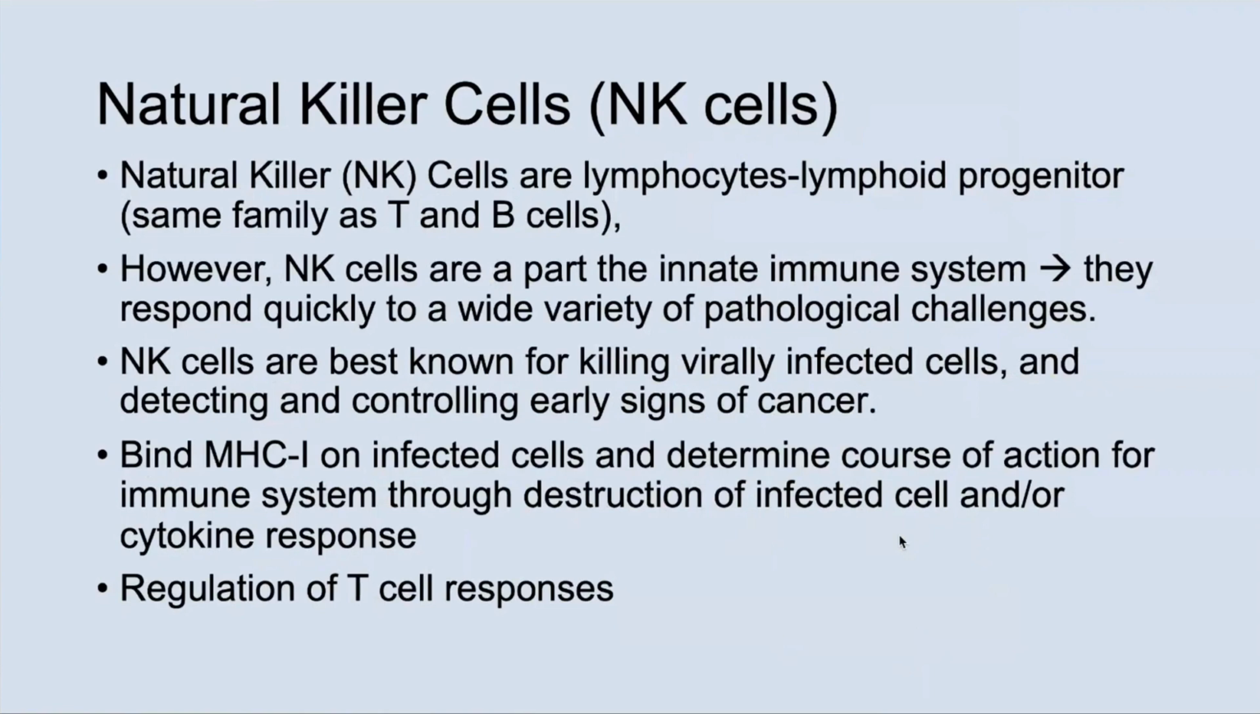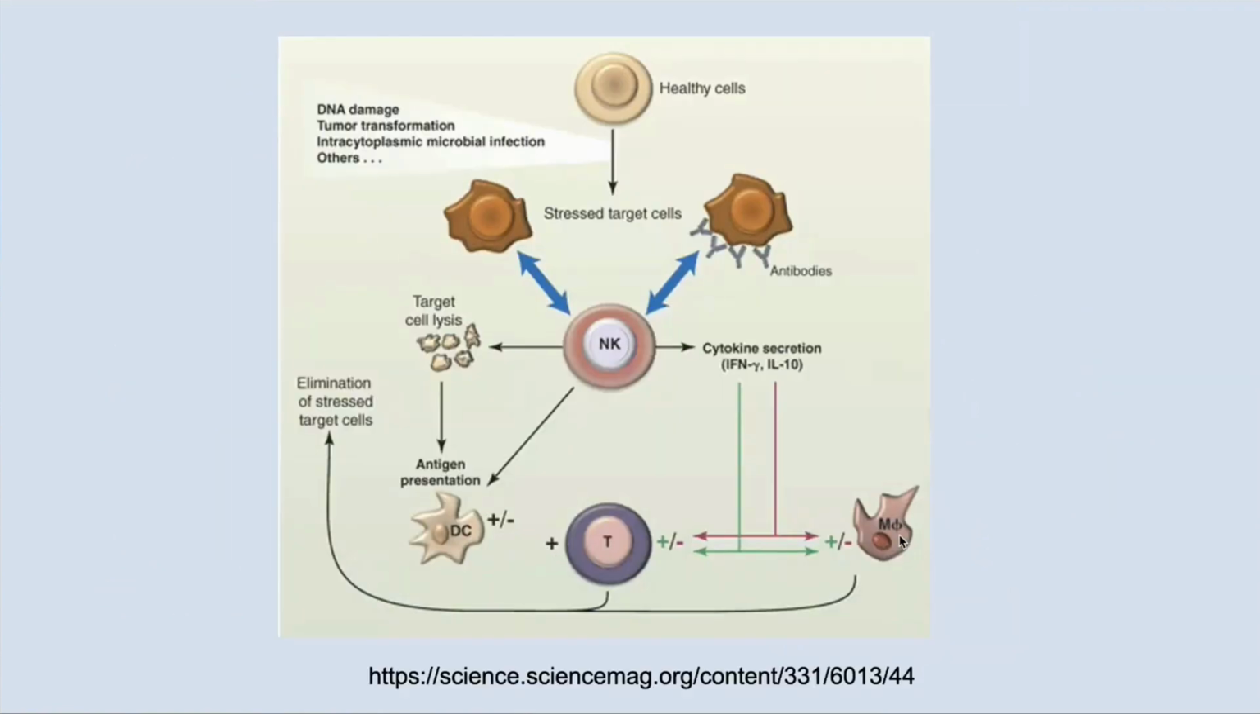And they bind through MHC1, okay? And then they can also regulate T cell responses so that things don't get out of control, right? Same kind of thing like I kind of said here. So you have healthy cells, they become stressed, whether it's because they're bound by antibody, because they have antigen on them, or they blow up, or there's something wrong with them. NK cells can identify these too. They'll either destroy them, or they'll present the antigen to a dendritic cell and then cause the T cell response to kind of start.